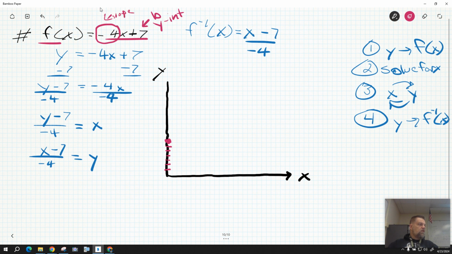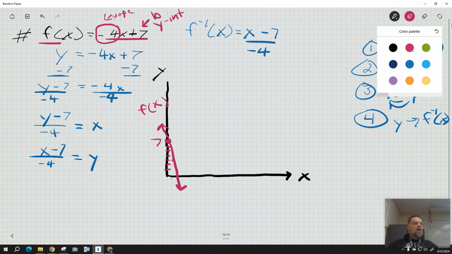So from there, I'm going to go down 1, 2, 3, 4 over 1. 1, 2, 3, 4 over 1. So my graph kind of looks like this, where it crosses at 7, and it crosses just before 2. So this is f of x.